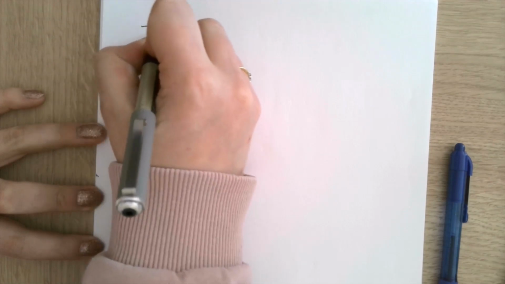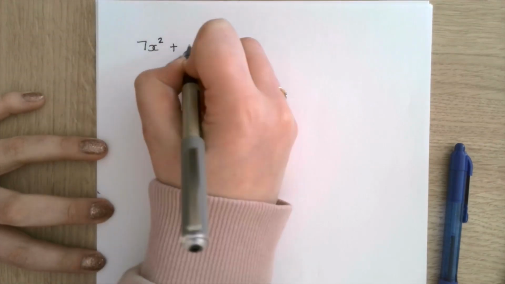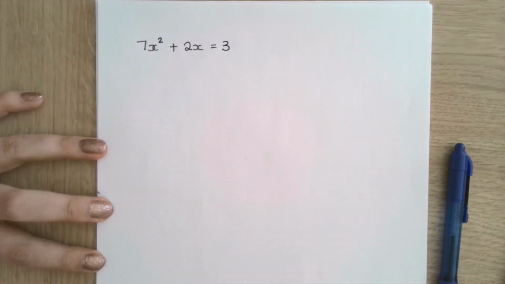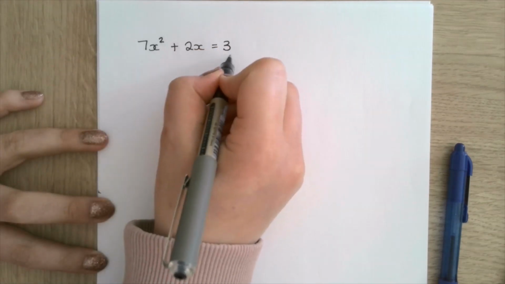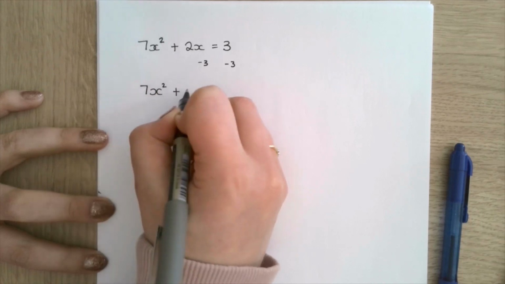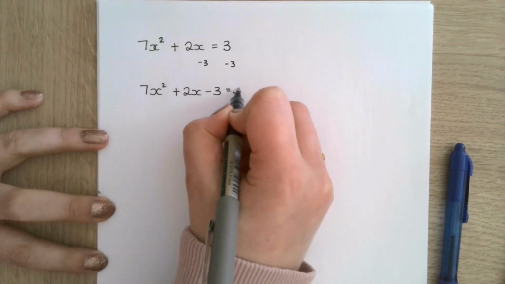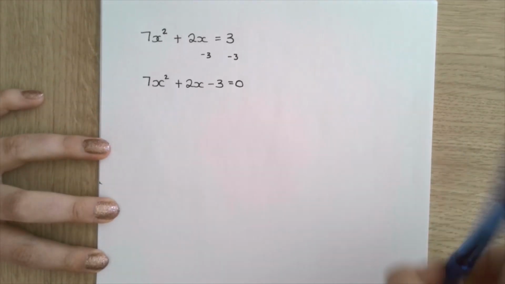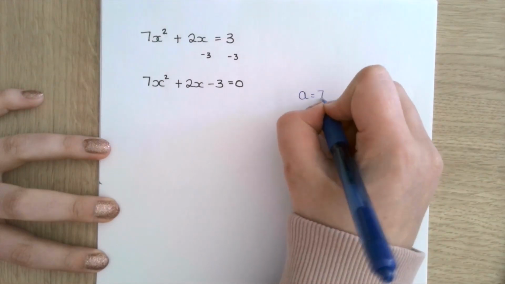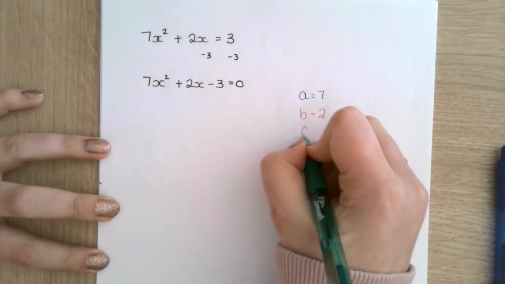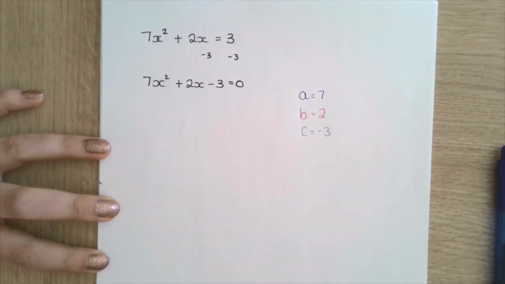2 more examples on this. So I have got 7x squared plus 2x is equal to 3. The equation is not equal to 0, so I will need to rearrange this, subtracting 3 from both sides. So I get 7x squared plus 2x minus 3 equals 0. Write out my values of a, b and c. a equals 7, b equals 2 and c equals negative 3.